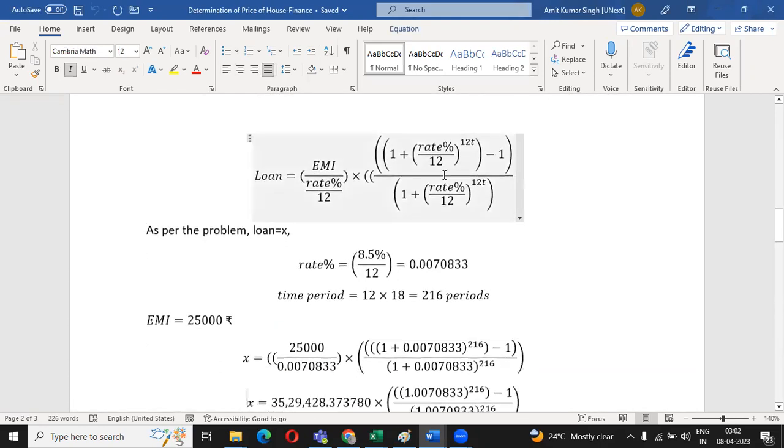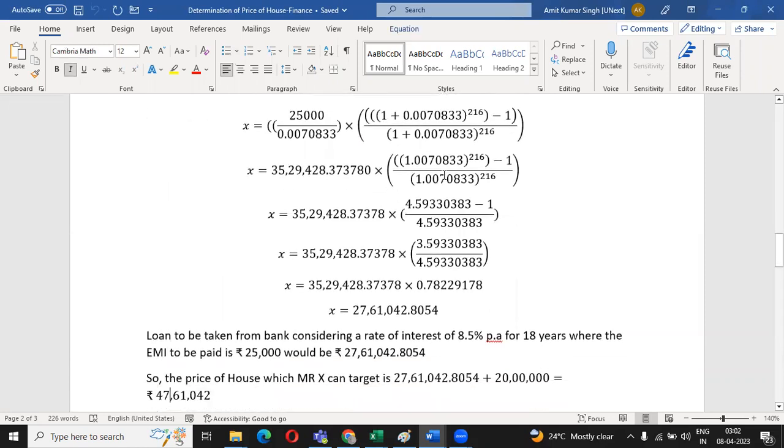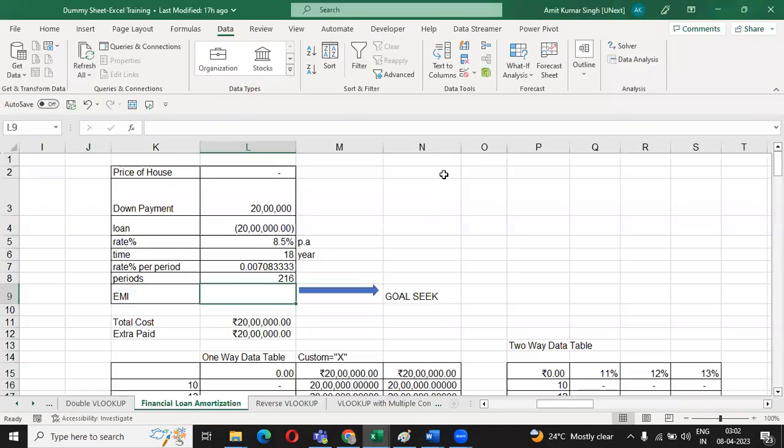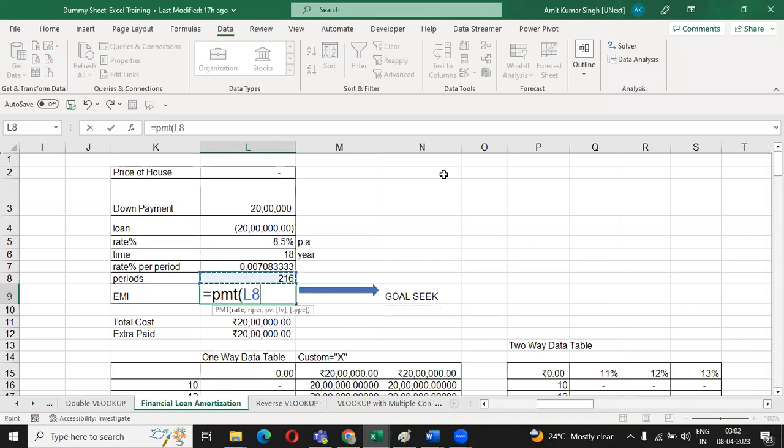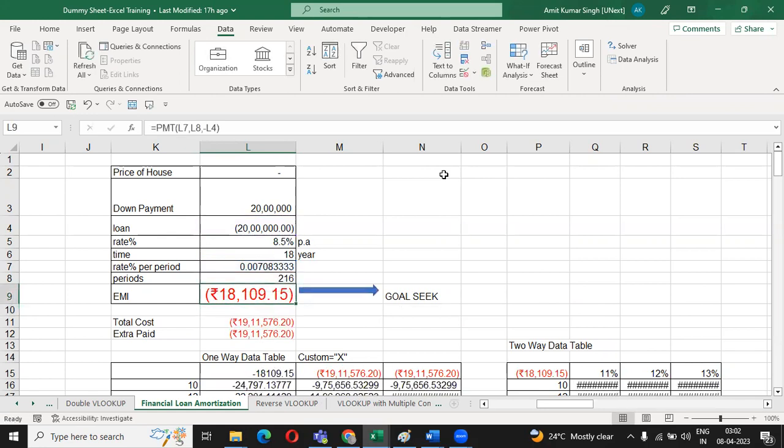Okay, so let's not try to solve it mathematically this way. By using Excel, we can do the same thing, where the EMI I can find by using the PMT function, where the rate of interest would be 8.5% divided by 12. The time period would be 18 into 12, and the loan would be the unknown to me. If I put everything into this formula, I'll get a negative value.